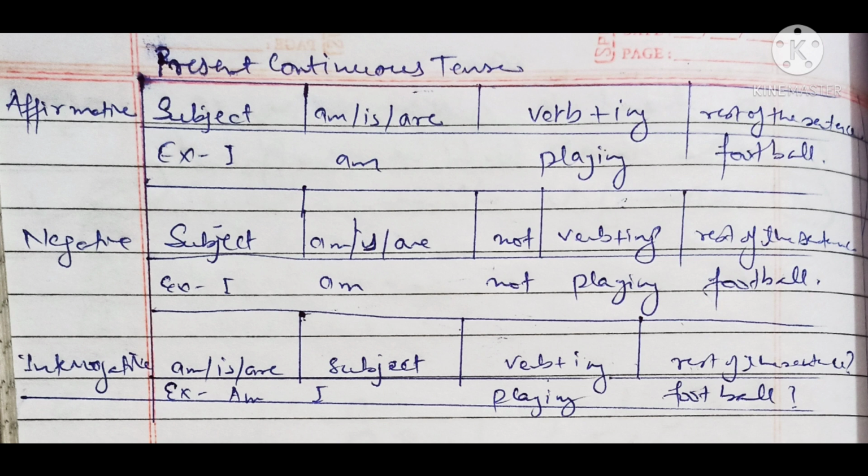The sentence structure of interrogative, we write am, is, are first, then subject, then verb plus ing, then rest of the sentence with question mark. For example, am I playing football? Are you speaking to me? Is he waiting for Tripti? Am I going to help you?